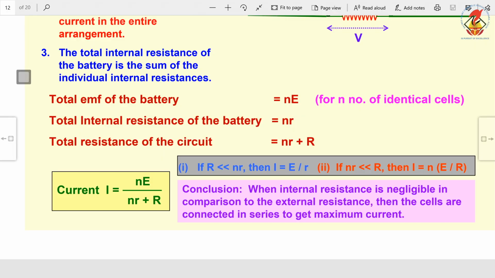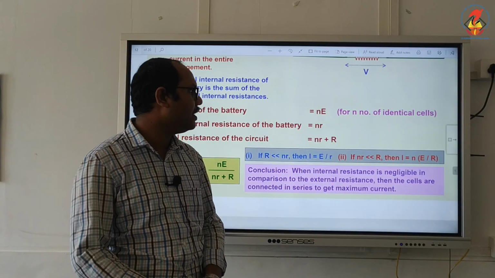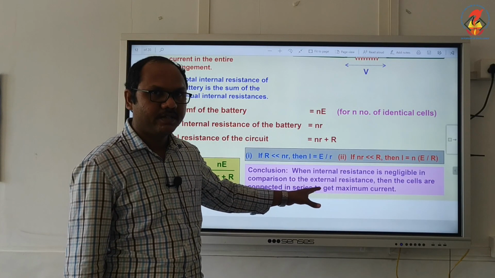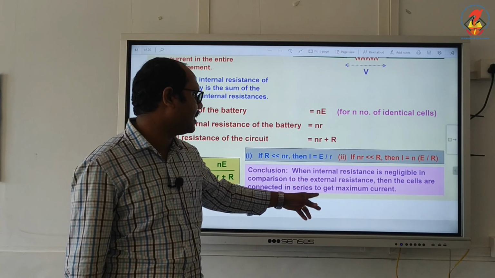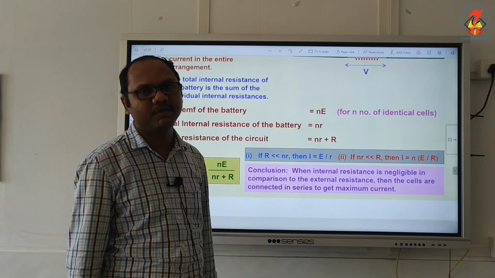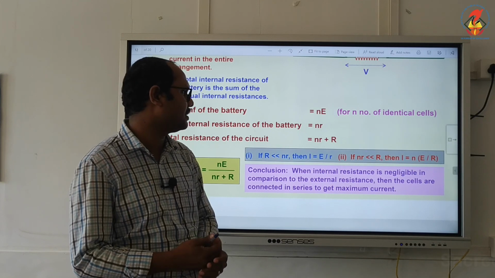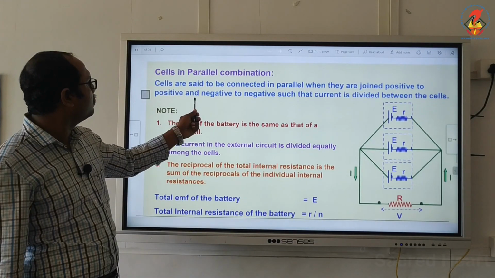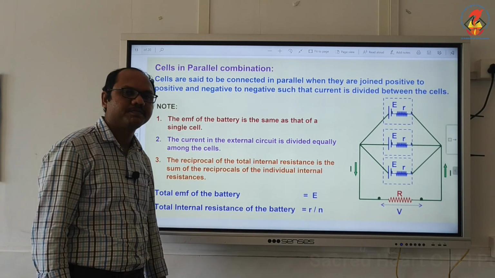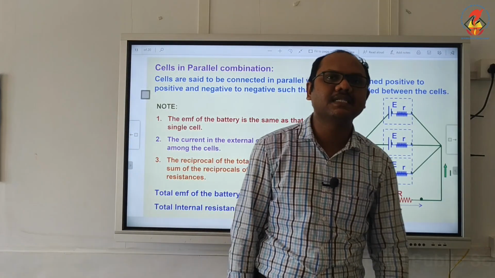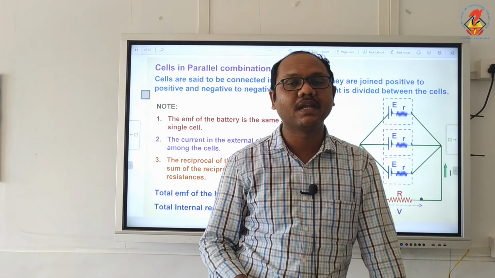So, when internal resistance is negligible in comparison to the external resistance, then the cells are connected in series to get the maximum current. So, if we need a maximum current, we make the internal resistance negligible. We use cells having less internal resistance. Now, parallel combination. We already told cells are connected in parallel if we require more current.